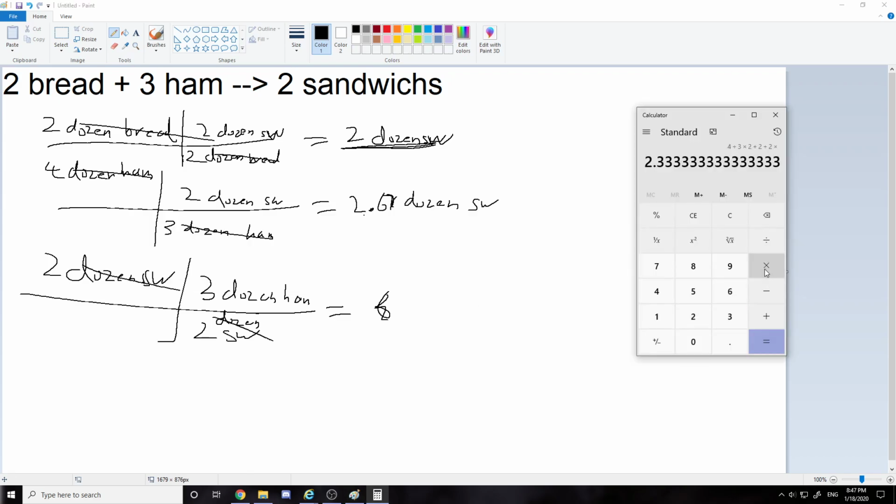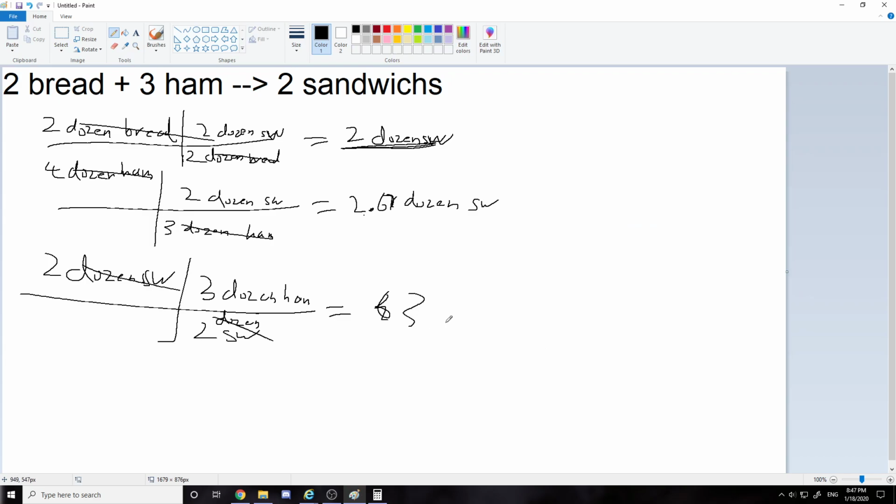This is saying we need 2 divided by 2 times 3. Okay, that's wrong. 2 divided by 2 times 3. We need 3 dozen ham slices to make 2 dozen sandwiches, right? Well, if we start with 4 dozen and we need to use 3 dozen, when we subtract 4 and 3, we're left with 1 dozen slices of ham left.